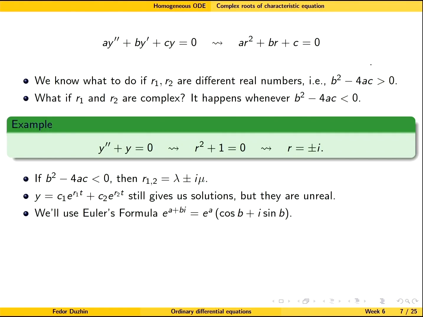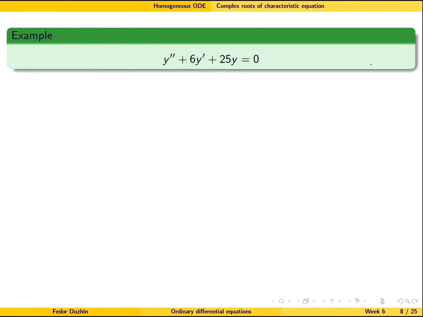So in order to extract the real solutions out of the complex solutions, we are going to use Euler's formula. I hope that this is familiar. It's a very beautiful formula, right? So e to the power a plus bi, where a and b are real numbers, is expressed by this complex formula. Let me go through an example, okay? This example actually captures all the important features, so you can easily generalize it to prove the theory.